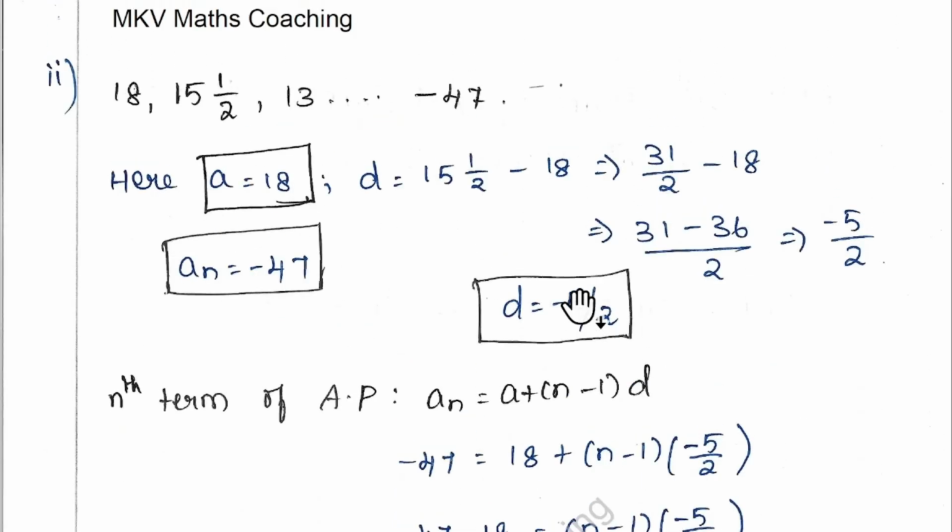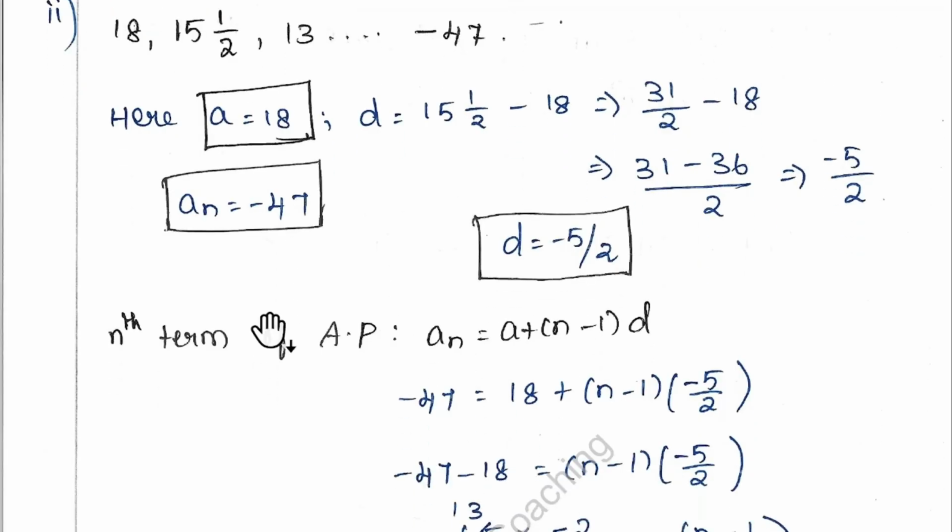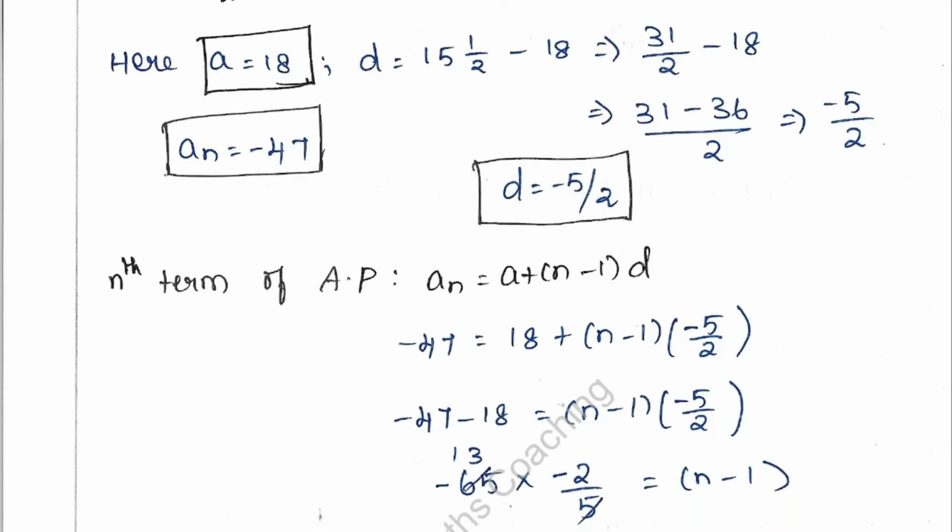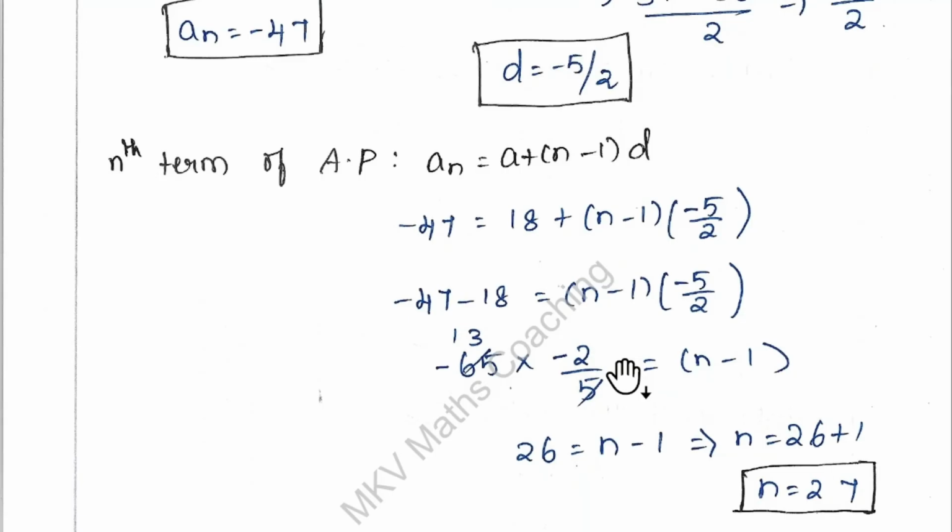For the second problem, A is 18, D is 15 and a half minus 18. Just make it a fraction: 15 to 30, 30 plus 1, 31 divided by 2, minus 18. Just take an LCM, you get minus 5 by 2 as D. And what is minus 47 here? An, right? So you need to find the nth term of the AP, that is, the number of terms n. Okay. What is n here? You just substitute whatever you know and solve. You get n value as 27. Okay.